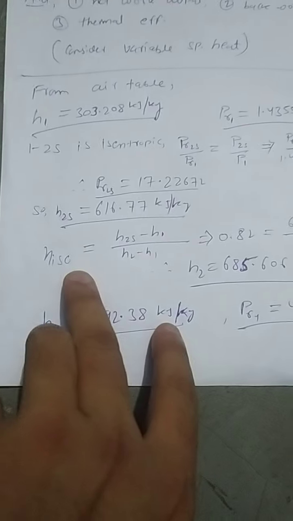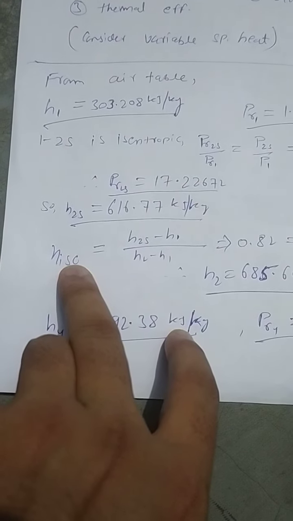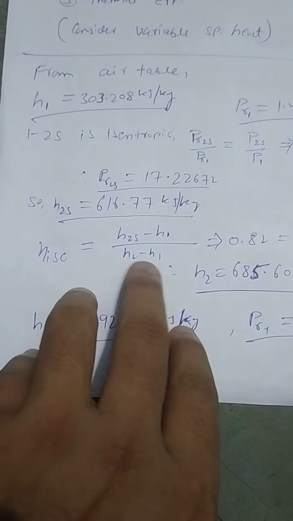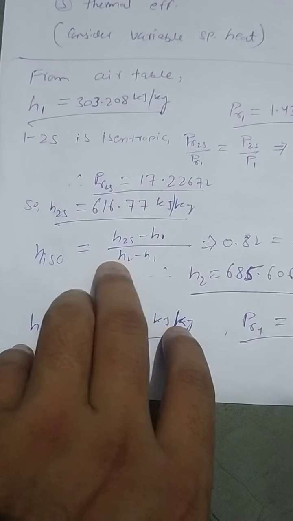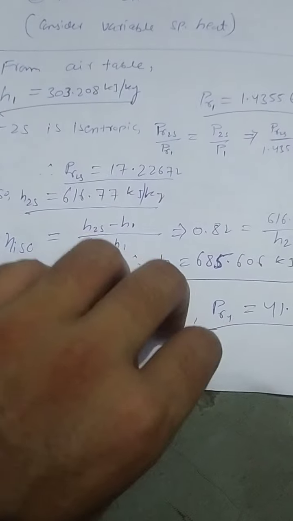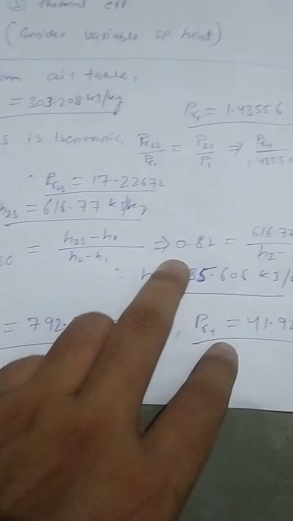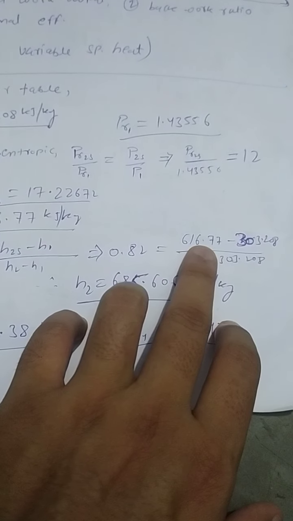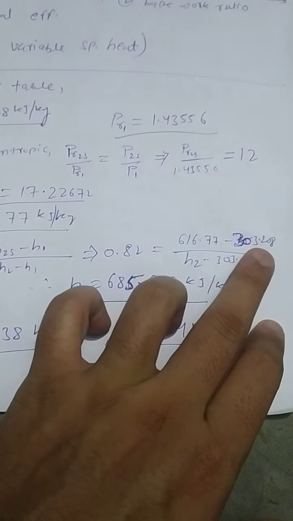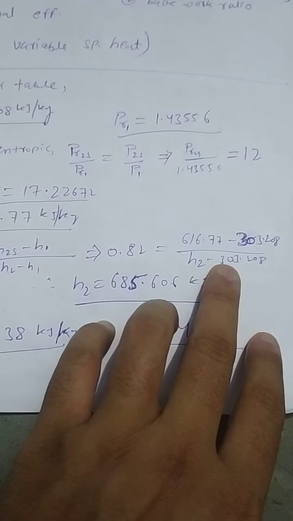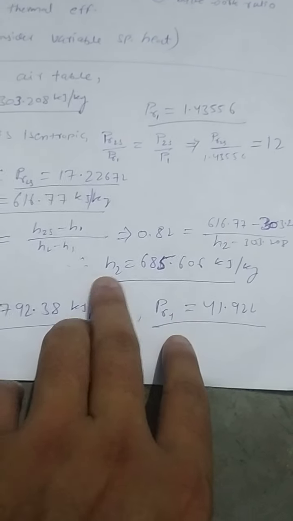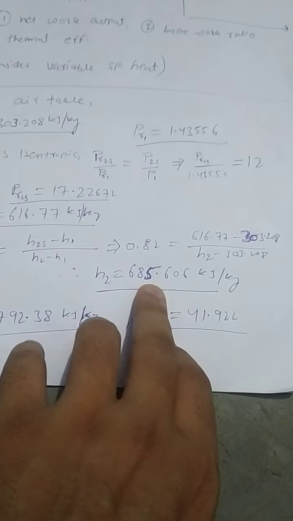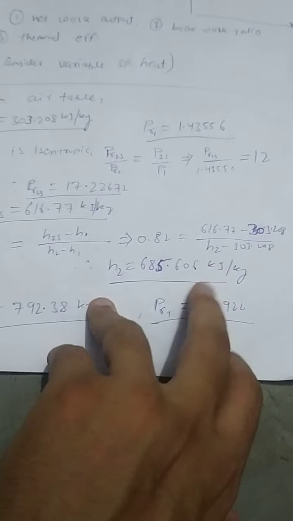Now the isentropic efficiency of compression is given, and it is equal to the ideal work input over the actual work input. Actual work input would always be greater than the ideal, or isentropic, one. So 0.82 is equal to 616.77 minus 303.208 divided by H2 minus 303.208. Solving this, we get the actual specific enthalpy at the exit of the compressor, 685.606 kilojoule per kg.